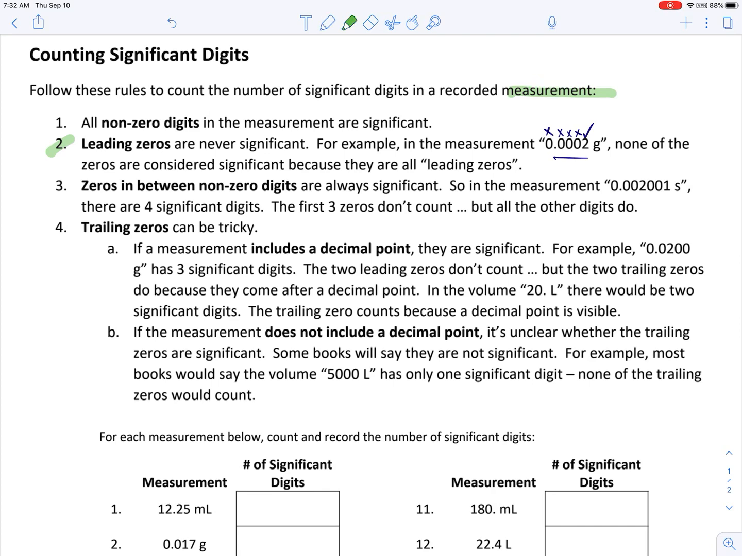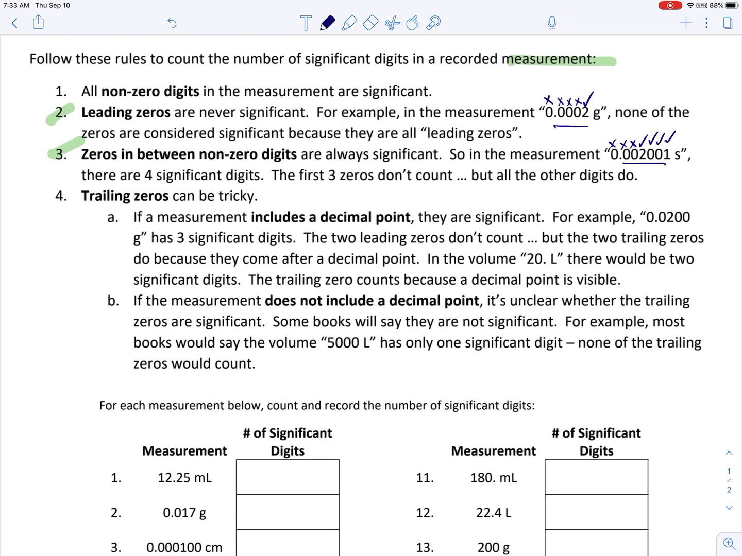Rule number 3 says that if you see a 0 in between non-zero digits, that 0 will always be significant. So look at the example that's shown there. 0.002001 seconds, and we already know that the zeros at the beginning are not considered to be significant because they're leading zeros. Then we see a 2, so that's a non-zero digit, and a 1 at the end, that's a non-zero digit, and then there's 2 zeros in between them. So according to this rule, the zeros that are in between non-zero digits will count. So that number has 4 significant digits in it.